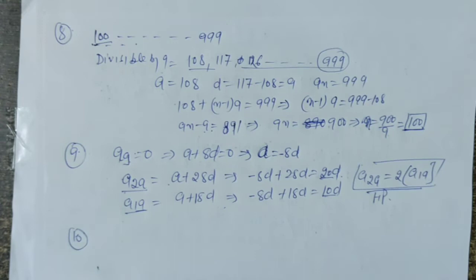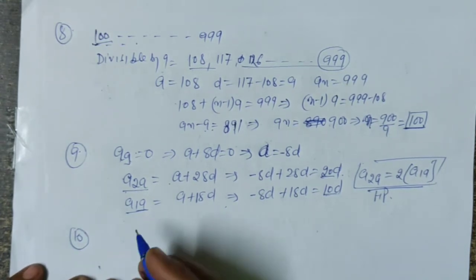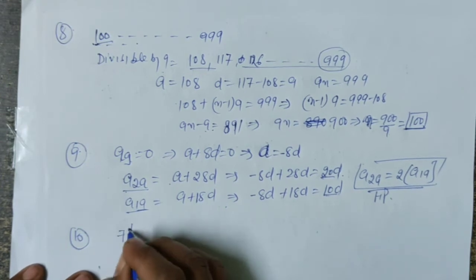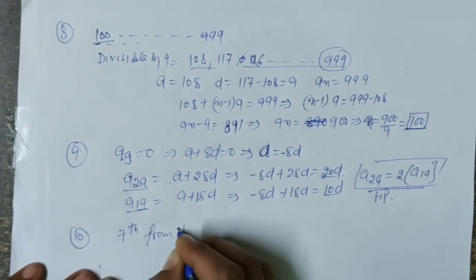Go for question number 10. Find the 7th term from the end. Now this type of question has the 7th term from the end.